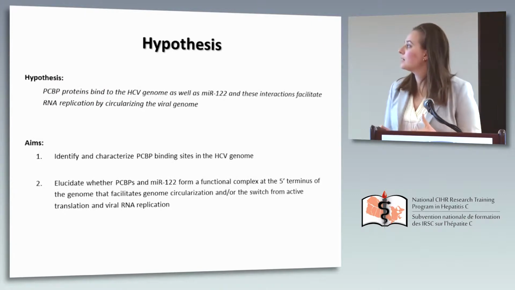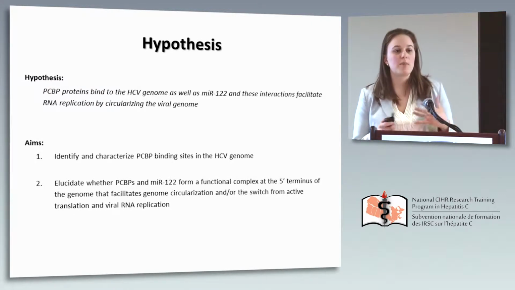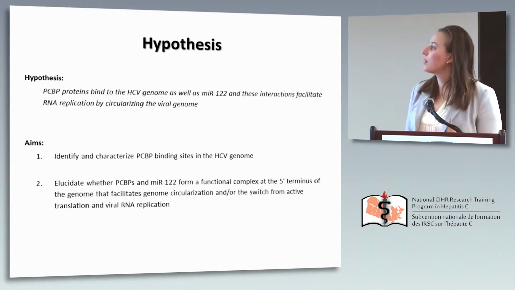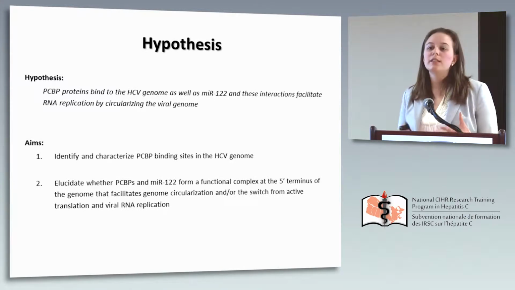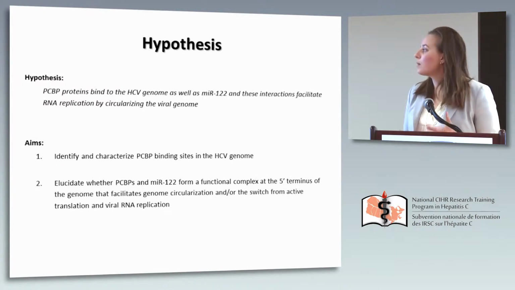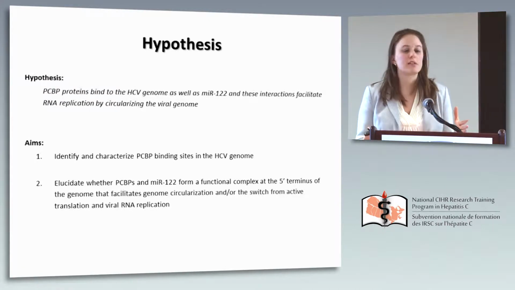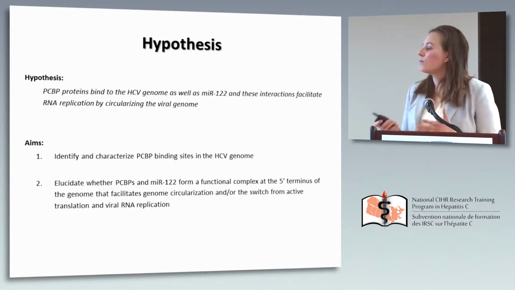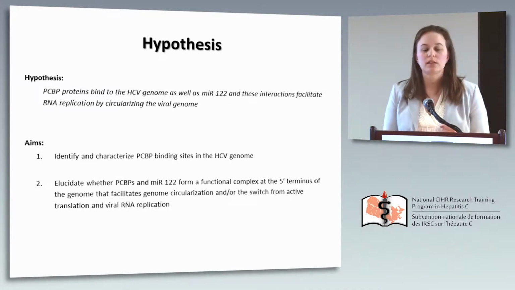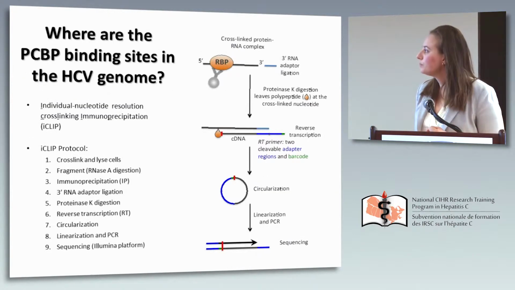So we hypothesized that PCBP proteins bind to the HCV genome. They also bind to the microRNA 122, and that these interactions are facilitating HCV RNA replication by circularizing the HCV genome. And so we wanted to really characterize and identify the binding sites for poly-RC binding protein in the HCV genome, and then elucidate whether these are forming a functional complex in the viral life cycle.